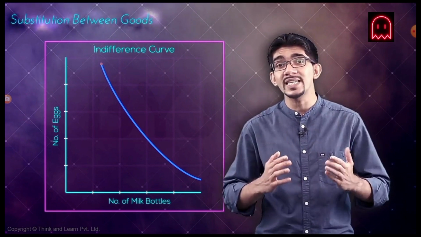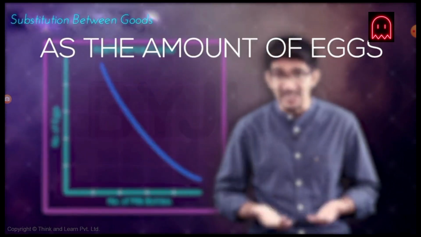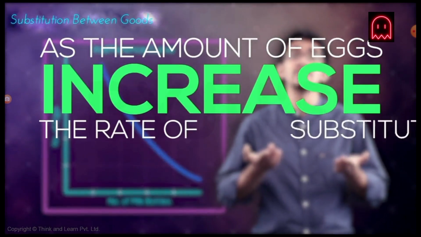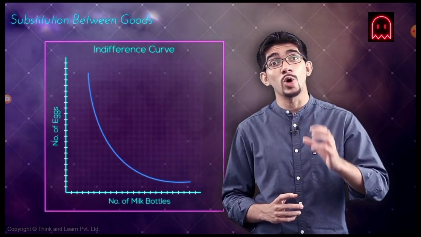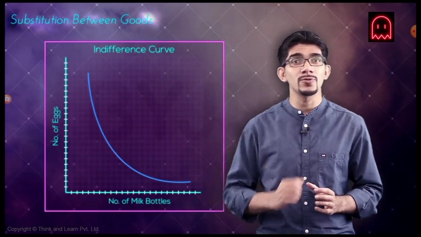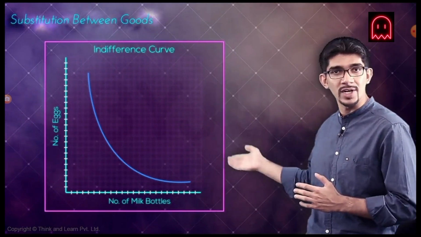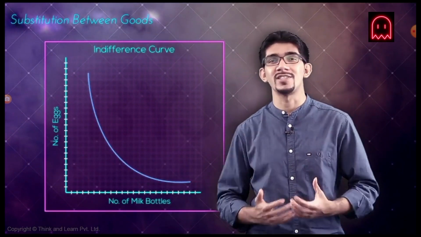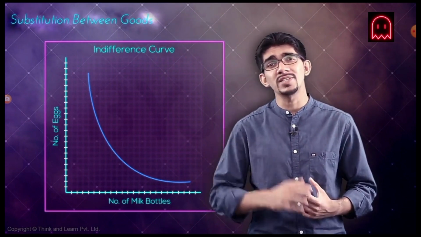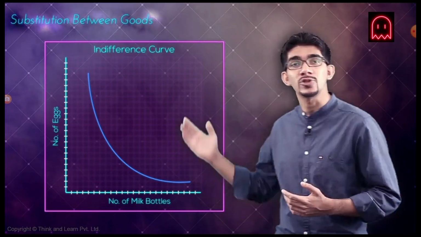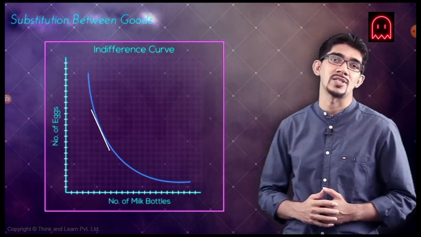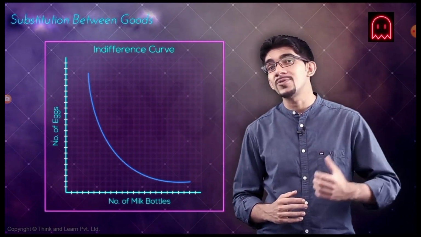Overall, we can say that as the amount of eggs with Crusoe increases, the rate of substitution between eggs and milk diminishes. Preferences of this kind are called convex preferences. And the curve is of course convex to the origin of the graph. And that's how the IC got its shape. An easier way to measure rate of substitution is just measure the slope of the IC at any given point. And the slope reduces across the IC curve, as you can see. So that is the concept of indifference curves.